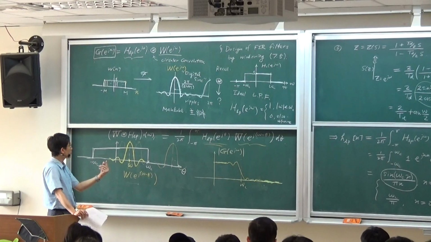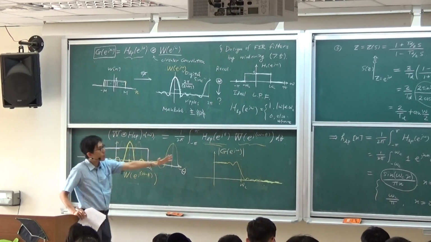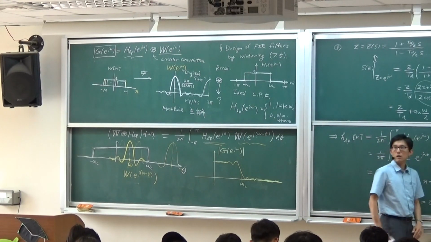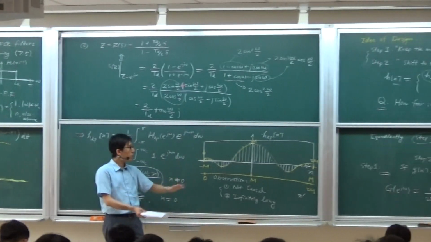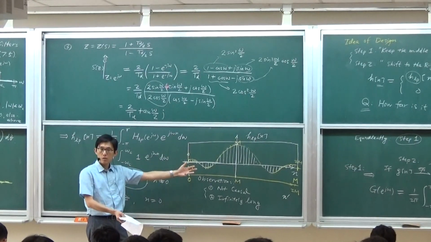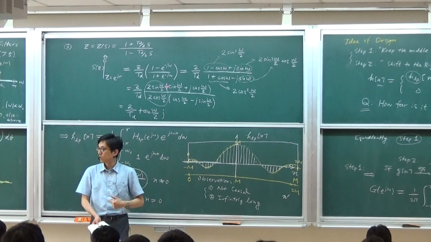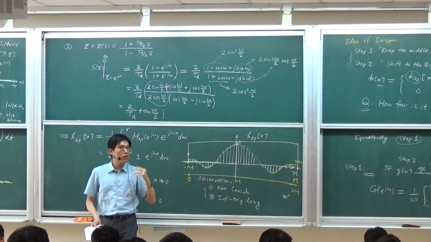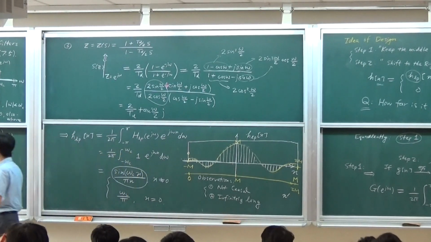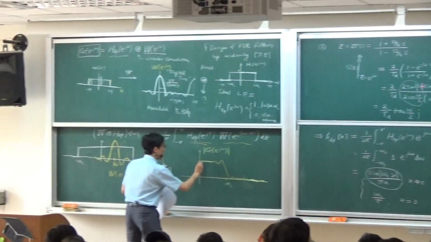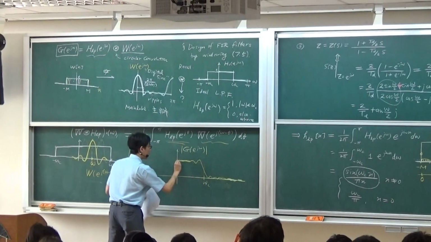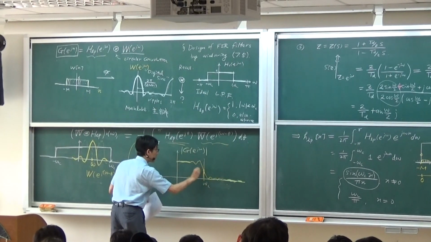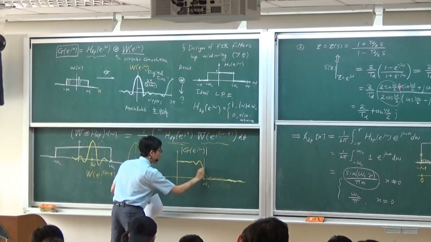To summarize, our design has a first step, which is just keeping the middle part. By keeping the middle part, we are multiplying the ideal response by a rectangular window. Consequently, in the frequency domain, their Fourier transforms are convolved. The resulting frequency response makes a transition from the pass band to the stop band, and near the cutoff frequency there are going to be ripples.